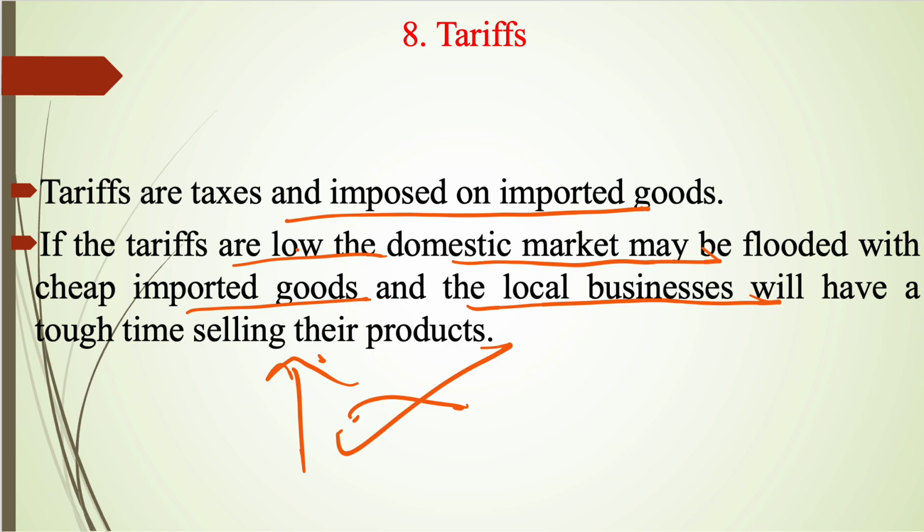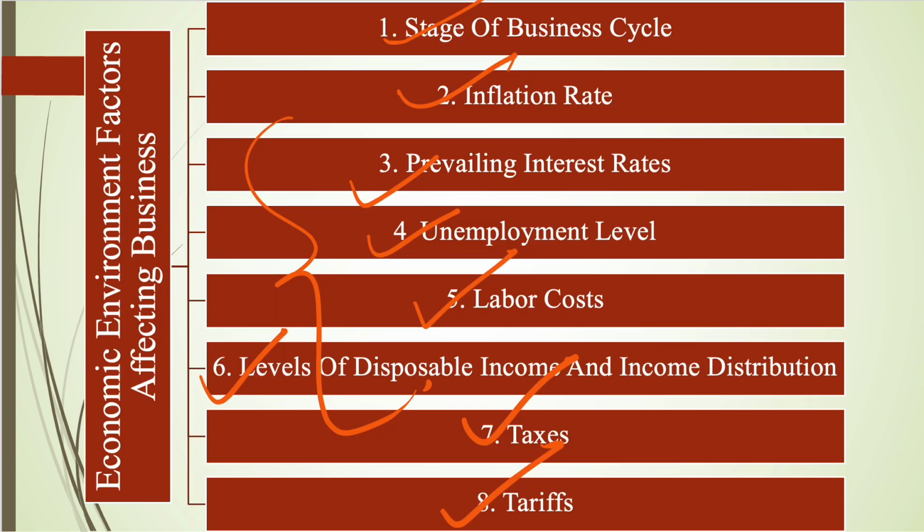So these are the different economic factors which affect the business environment. I again summarize all the points so that you can easily understand the topic. So what are the different economic factors affecting business environment? These are stages of business cycle, which represent the different types of development stages of the businesses or organization. Inflation rate also influences consumer behavior. If there is a higher inflation rate, then the purchasing power will decrease.